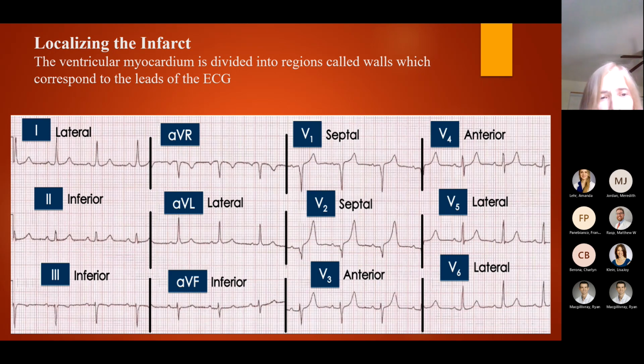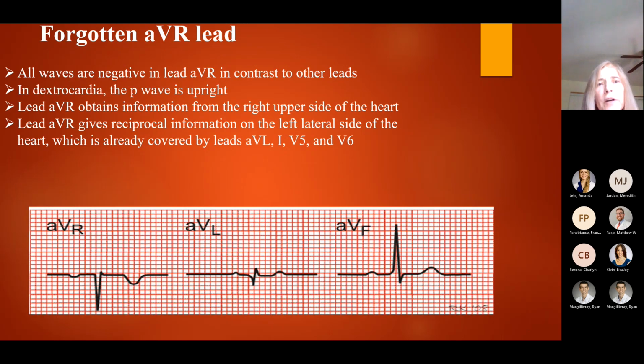As I said before, I have the picture in my brain, so I don't need to memorize any of this stuff. Let's talk about lead AVR because it's different from the rest of the leads. All waves in AVR are negative, in contrast to other leads, although in dextrocardia the P wave is going to be upright. Lead AVR looks from the right upper side of the heart, and it also gives you reciprocal information, which I'll explain later. It gives reciprocal information on the left lateral side of the heart, but that's already covered by leads AVL, 1, V5, V6. That's why we kind of ignore lead AVR.